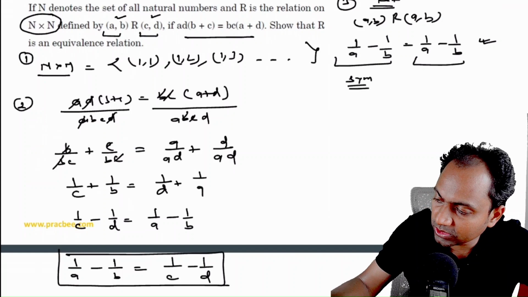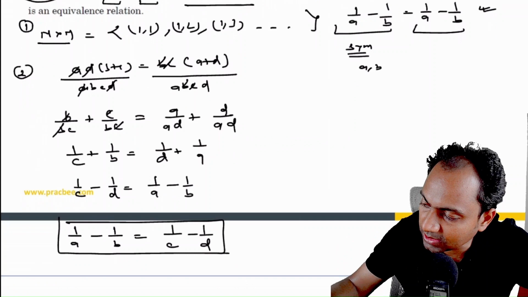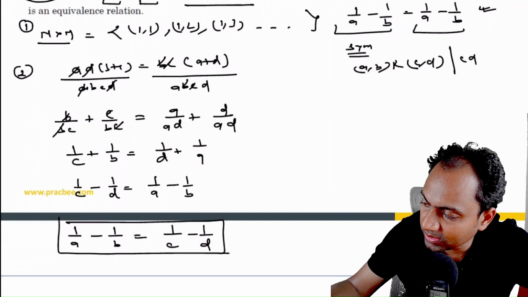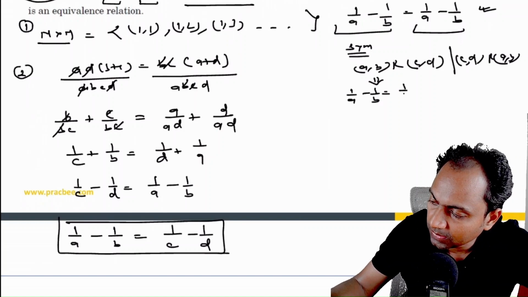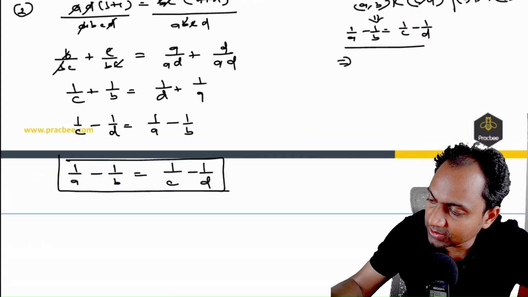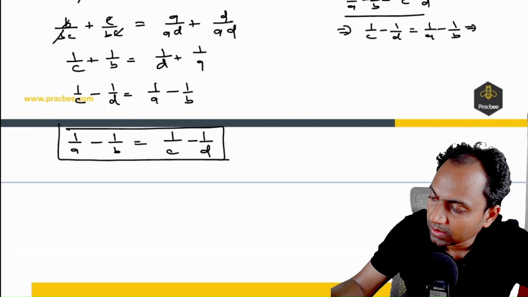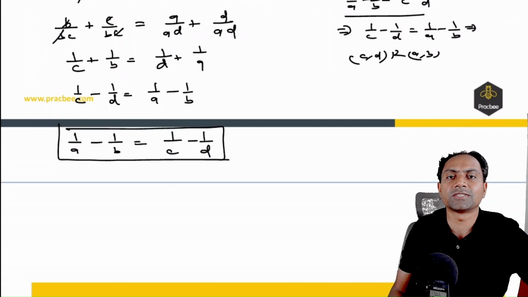Secondly, if I want to check for symmetric, how to do that? In order to check for symmetric, we need to understand if A comma B is related to C comma D. What you need to check is whether C comma D is also related to A comma B or not. So based on this, what we have is nothing but 1 by A minus 1 by B is equal to 1 by C minus 1 by D. Now if I change the order here, what I will get is nothing but 1 by C minus 1 by D is equal to 1 by A minus 1 by B, and from here you can conclude that C comma D is also related to A comma B, and it is very simple to observe as well.